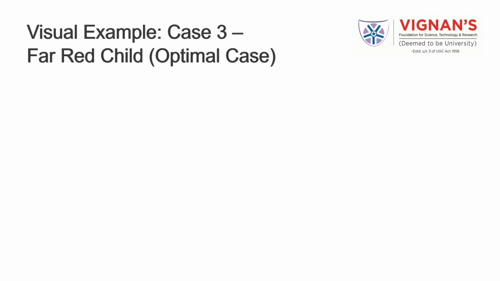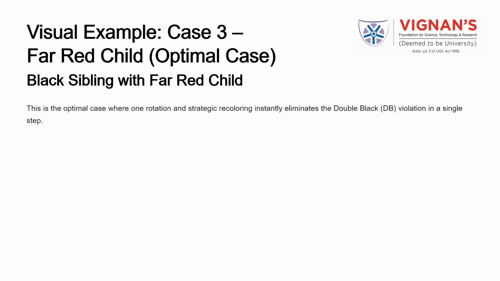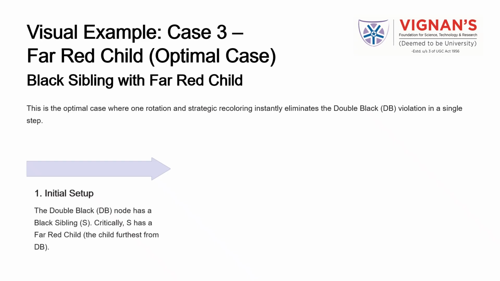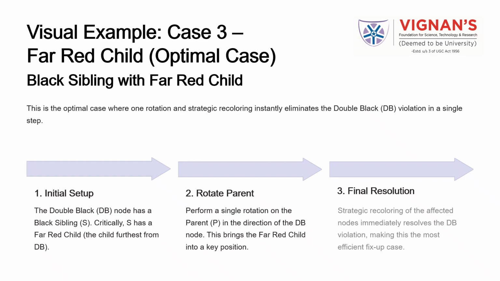Visual example, case 3: far red child, optimal case. This is the optimal case in fixing the double black violation. Initial setup. The double black node has a black sibling with a far red child, the red child farthest from the double black. Rotate parent. A single rotation is performed on the parent toward the double black node, bringing the far red child into the correct position. Final resolution. The double black is completely removed in one step. This is the most efficient fix-up case, requiring no further propagation.